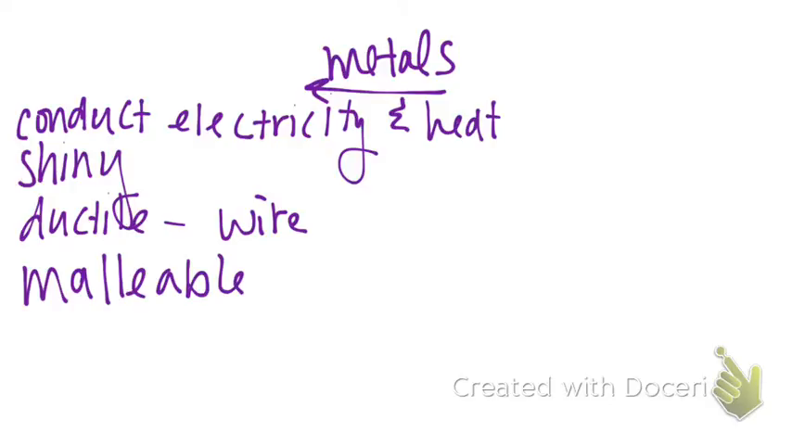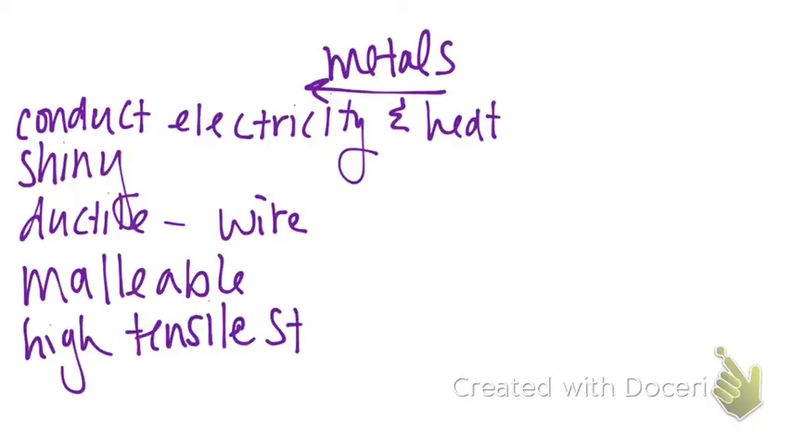High tensile strength was another one we heard. High tensile strength means basically they're tough. It's not going to shatter upon impact, right? It's kind of the opposite of brittle. It's not going to shatter.